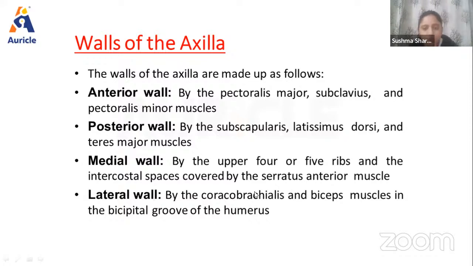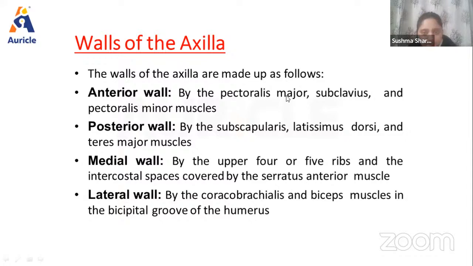Lateral is formed by coracobrachialis and the biceps muscle in the bicipital groove of the humerus. Again, a question. I keep asking this question in every single class. What muscles are there in the bicipital groove? What muscles are there in the greater and the lesser tuberosity of the humerus? You will have to answer this in my next class.